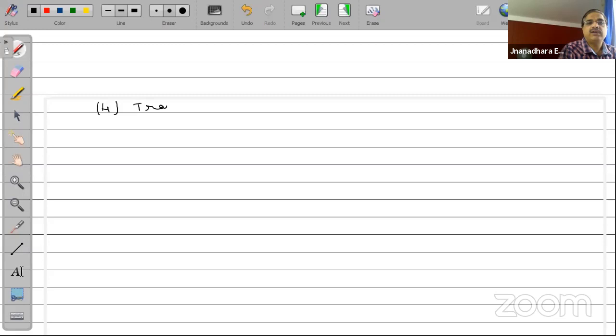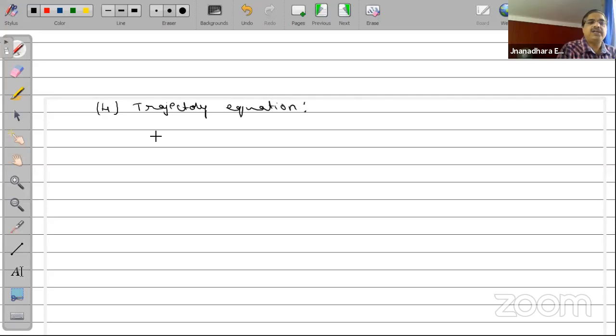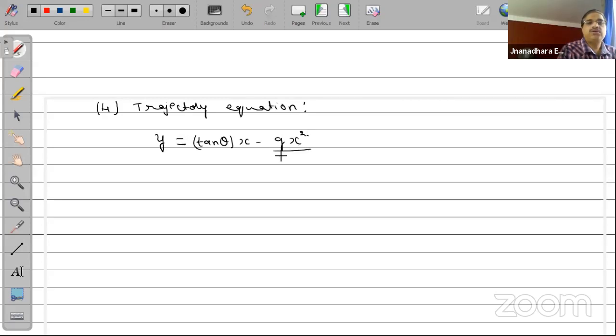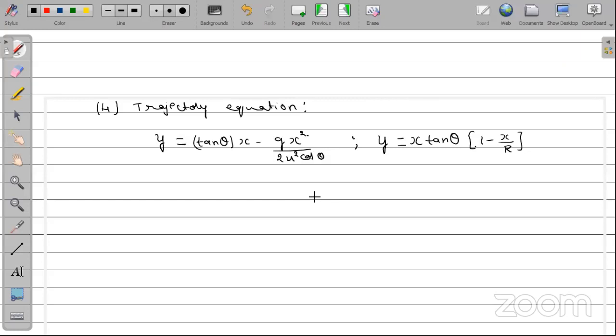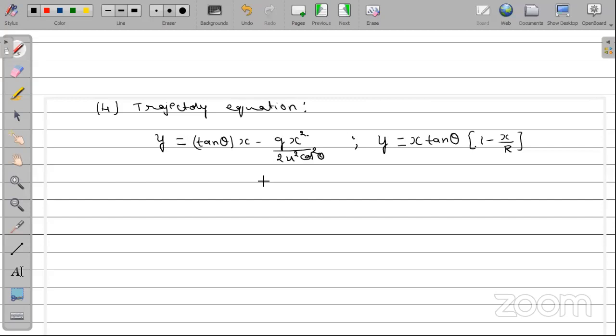Someone asked me about the trajectory equation. The trajectory equation is y is equal to tan theta x minus g x square by 2u square cos square theta. This is one form of it. There's another interesting form which will also be very useful for solving problems: y equals x tan theta into 1 minus x by R. These two are very important trajectory equations. Sir, it needs to be cos square theta. Correct. Thank you. Cos square theta. Very good.